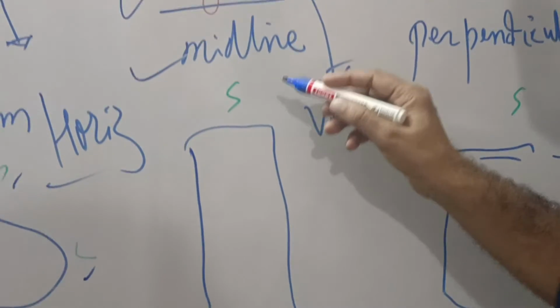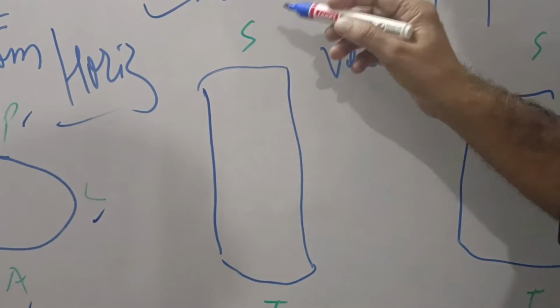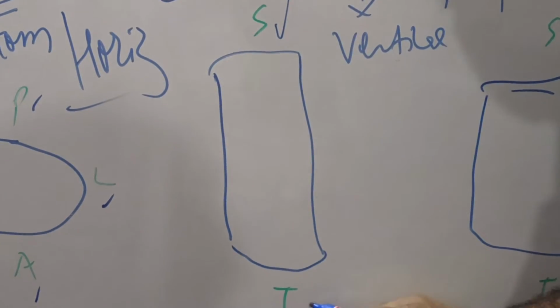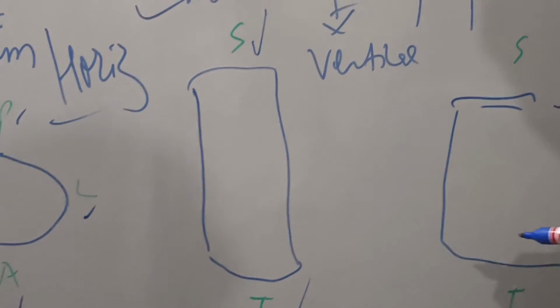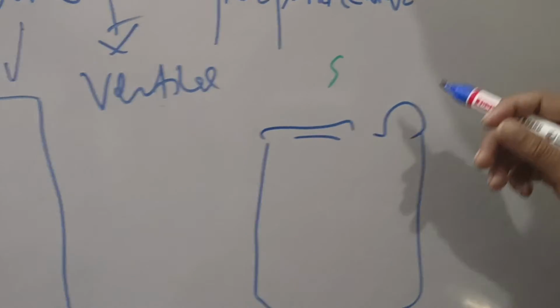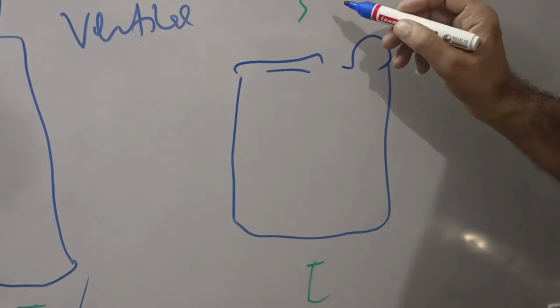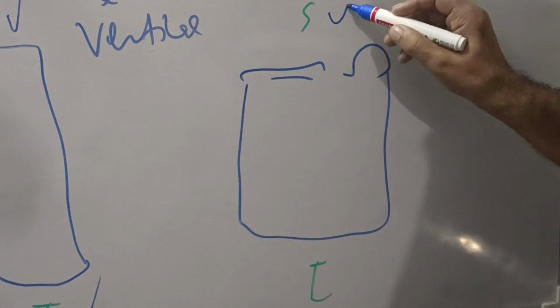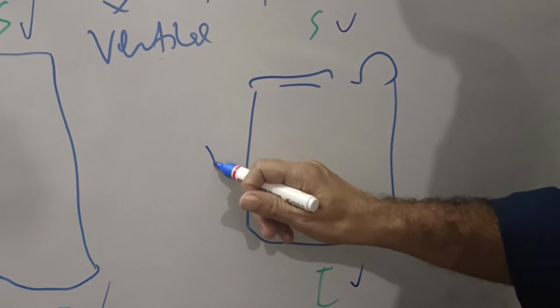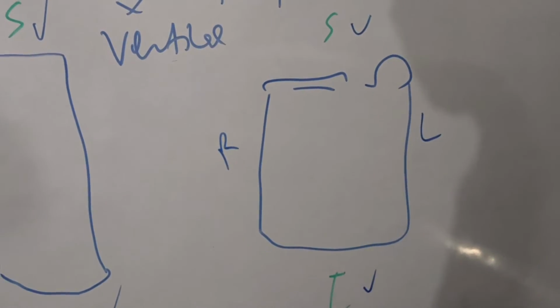In the case of the vertical plane, the sagittal plane, this will be the superior part and this is the inferior part. In the case of the coronal plane, you will see this part is superior, this is inferior, this is again right, and this is again left.